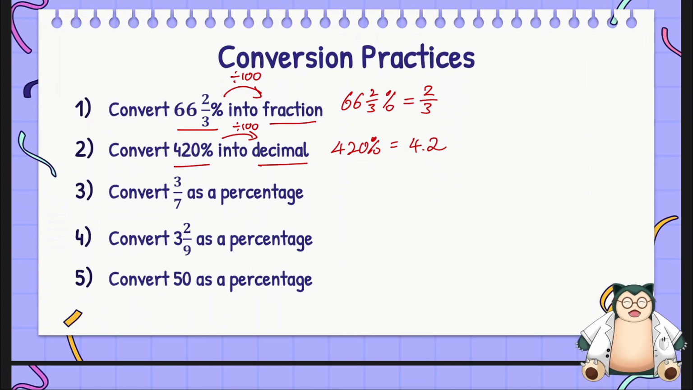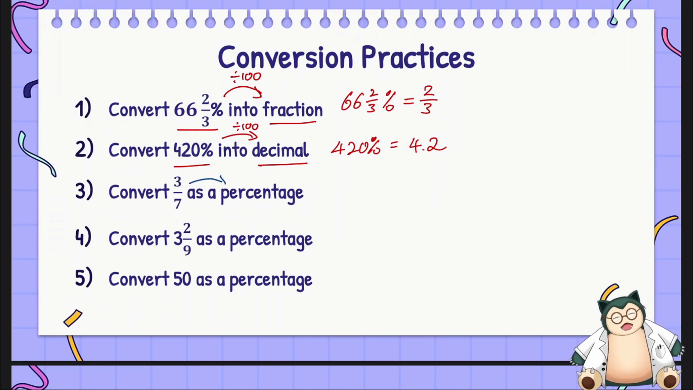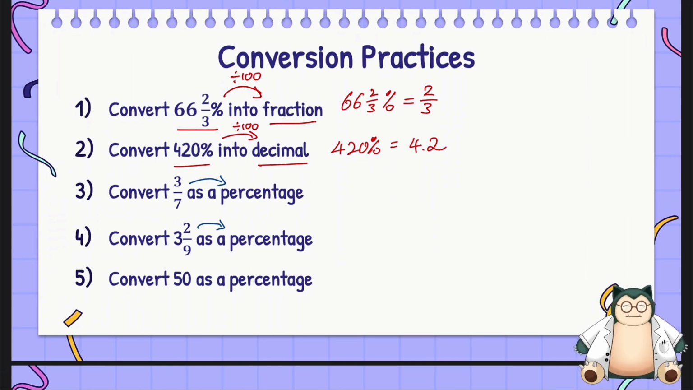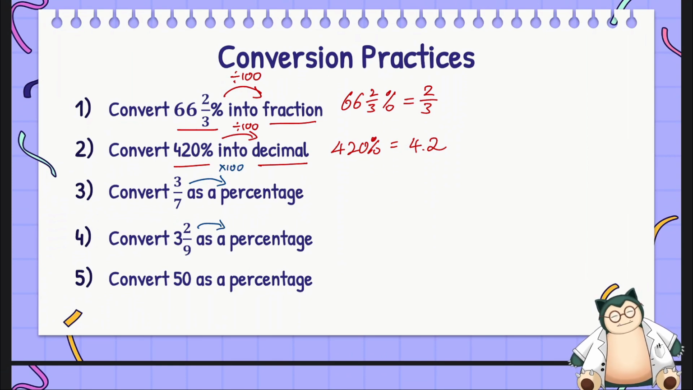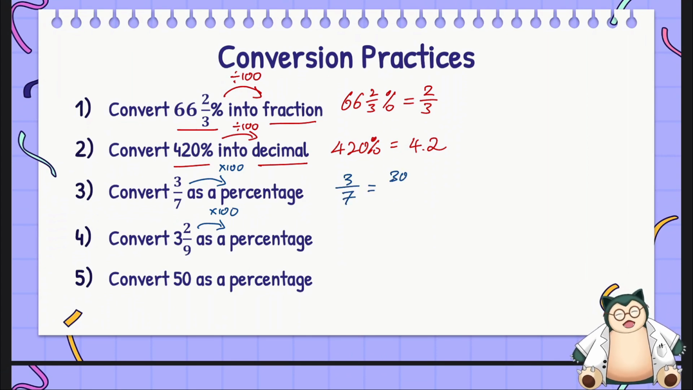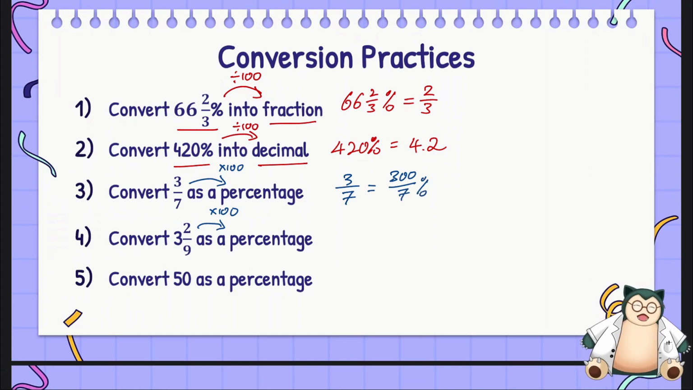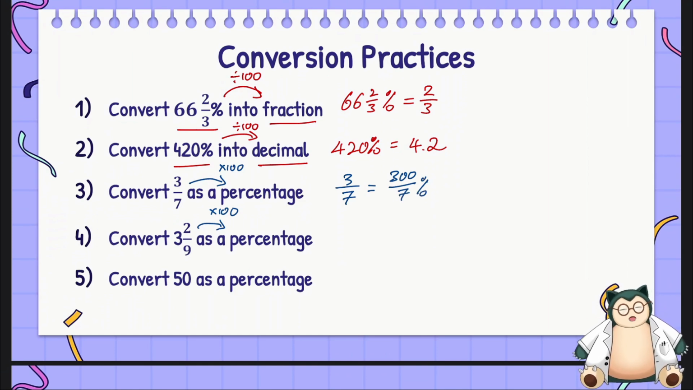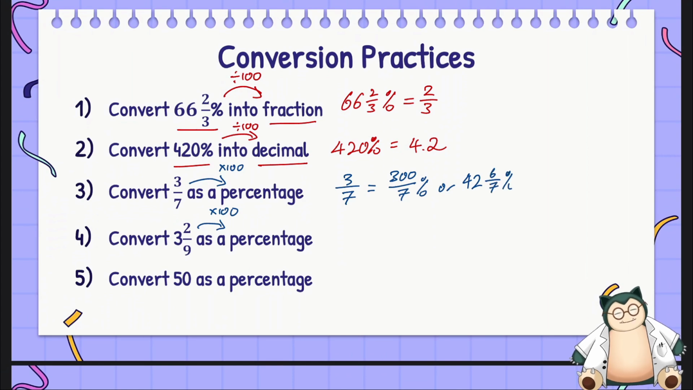For question 3 and 4, we have a fraction into a percentage. So in this case, we should be doing the opposite, which is to multiply by 100. Okay, so we get 3 over 7. If we multiply by 100, we get 300 over 7%, which in this case might not be very useful. So we can express it as a mixed number. And in this case, we should get 42 6 over 7%.